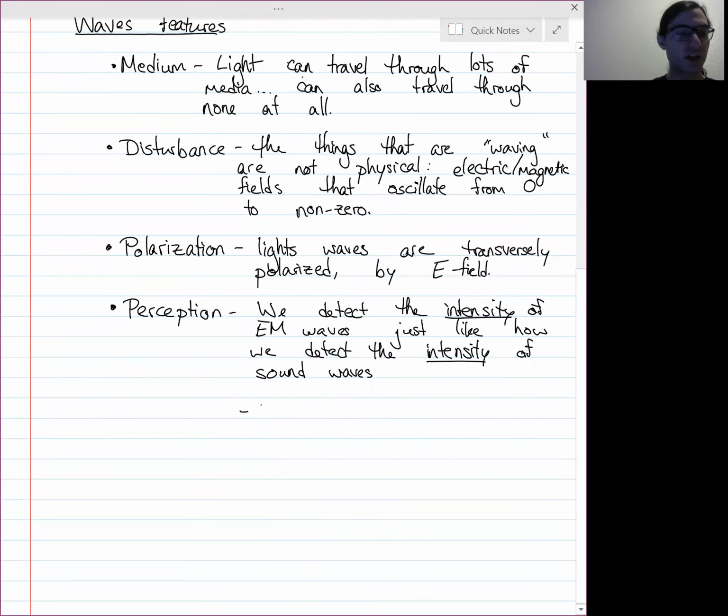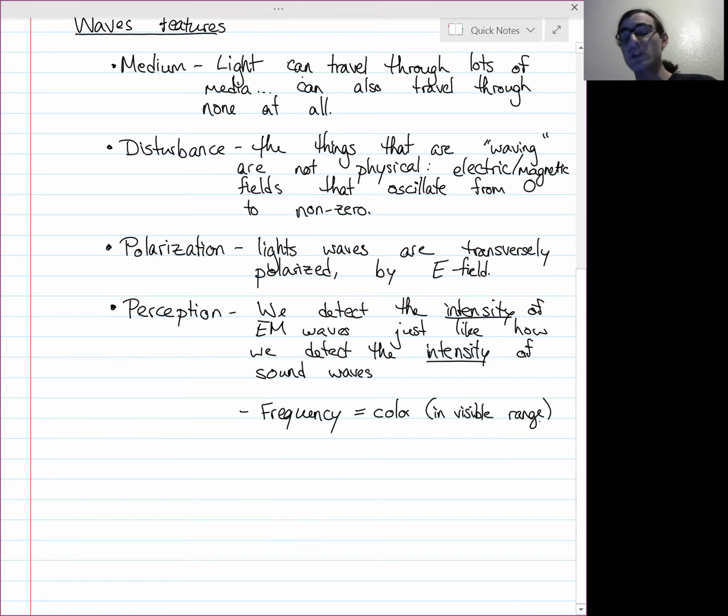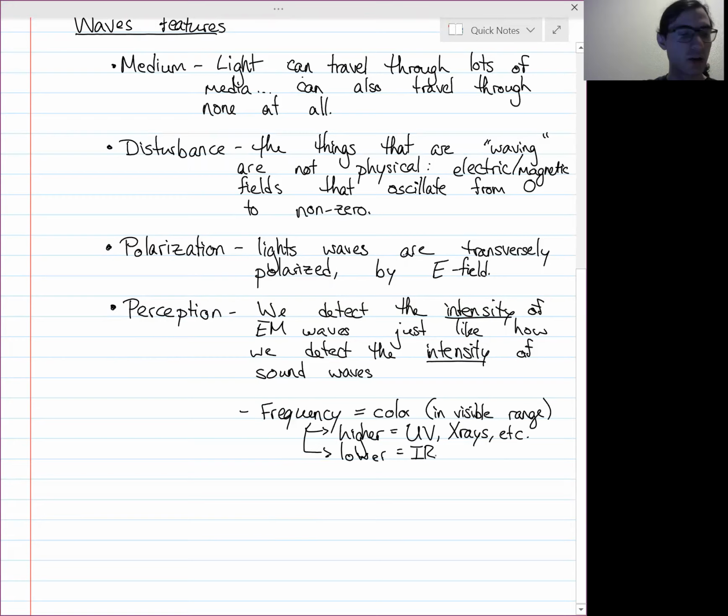Further, regarding perception, the frequency of sound tells us higher or lower pitch, right? The frequency of the light, because it is a wave, tells us the color, at least in the visible range. By the way, I will be referring to all electromagnetic waves as light. Light that we can see is visible light. The higher frequencies above the visible range would be things like UV light and X-rays and gamma rays. The lower frequencies would be things like infrared radiation or IR light, microwaves, also a form of light, and radio waves, also a form of light, just light that we can't see.